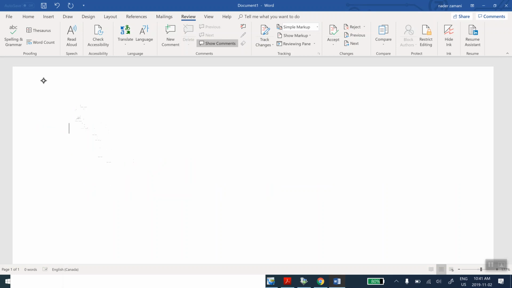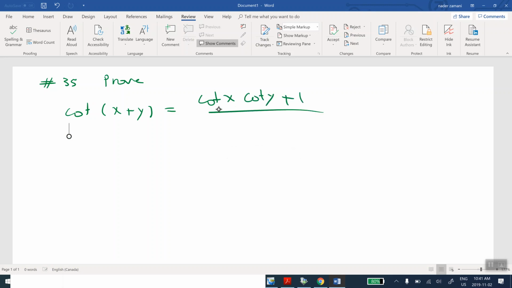So number 35, prove that cotangent(x + y) is equal to (cotangent x cotangent y plus 1) over (cotangent y minus cotangent x).